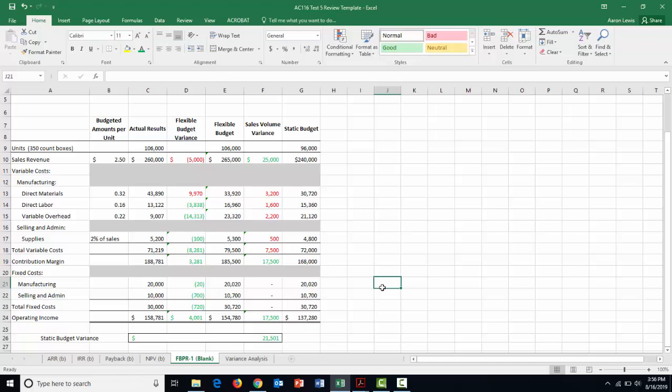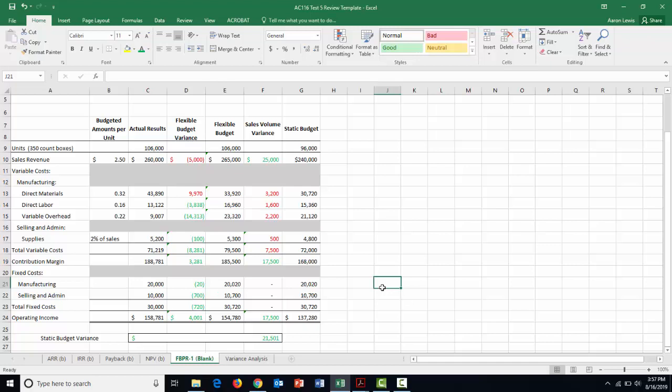However, we did have positive sales volume variance. That overall static budget variance of 21,501, 17,500 of that can be explained by the fact that we sold more cases. For our flex budget variance, we can go through and look at the numbers and see that our sales revenue is lower than our flex budget revenue, which means we didn't get the full $250 we were expecting per headset.